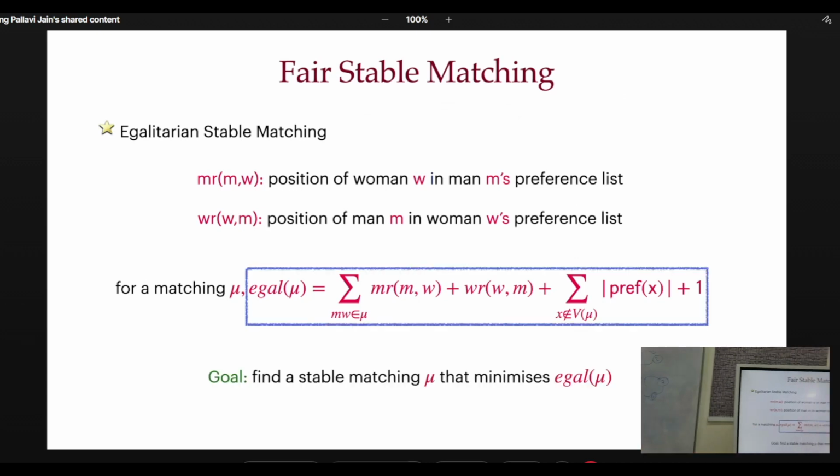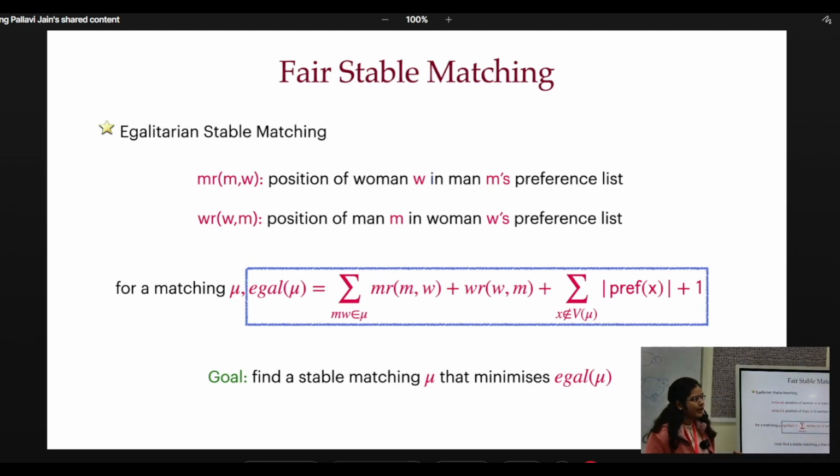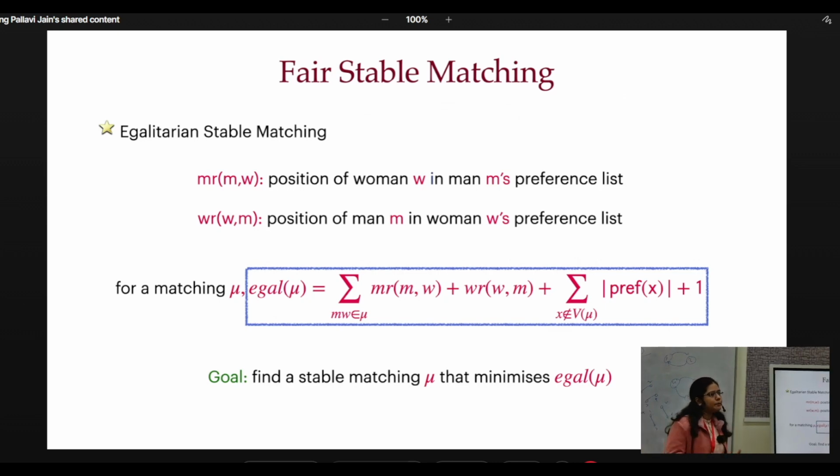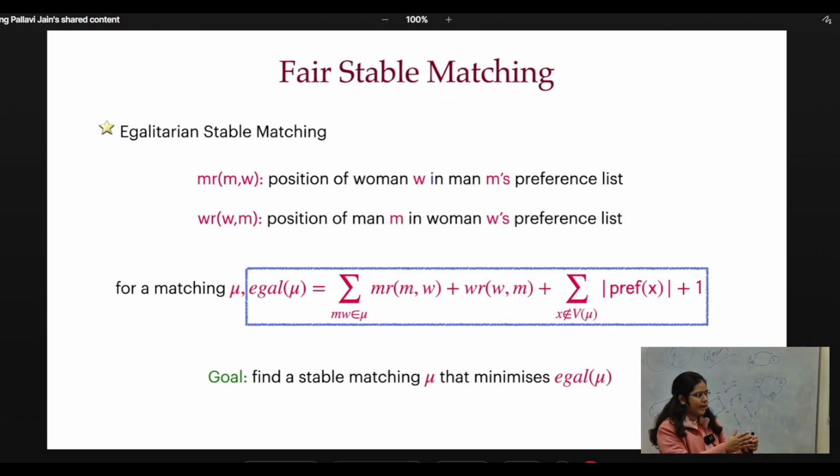Okay. So now our goal is to find a stable matching that minimizes egalitarian cost, okay? In different papers and books, it depends on how egalitarian cost is defined. It is also possible that instead of counting from the front, you can count from the back side, and at that point of time, we may ask for maximizing this function. But this is the standard definition, and this is what we are going to use.